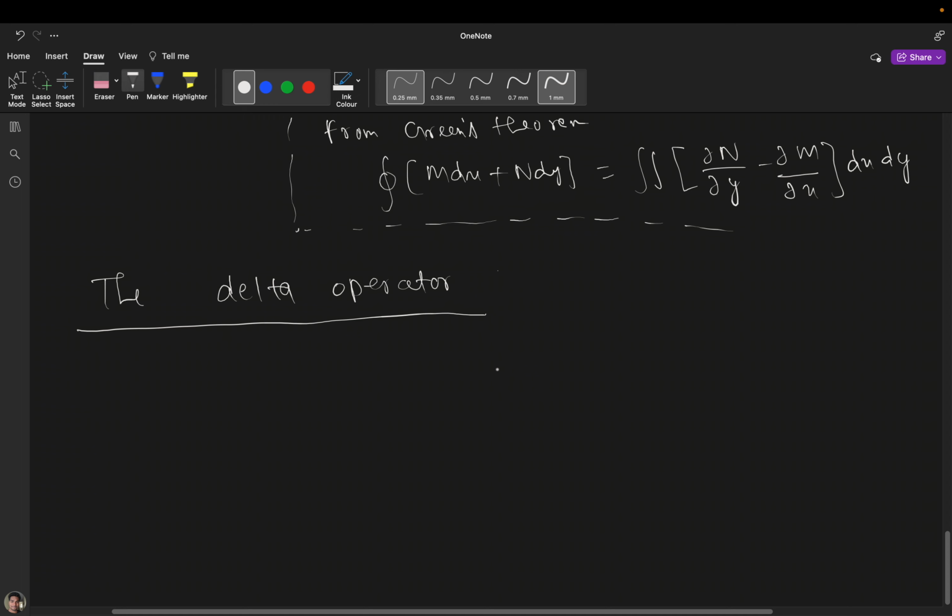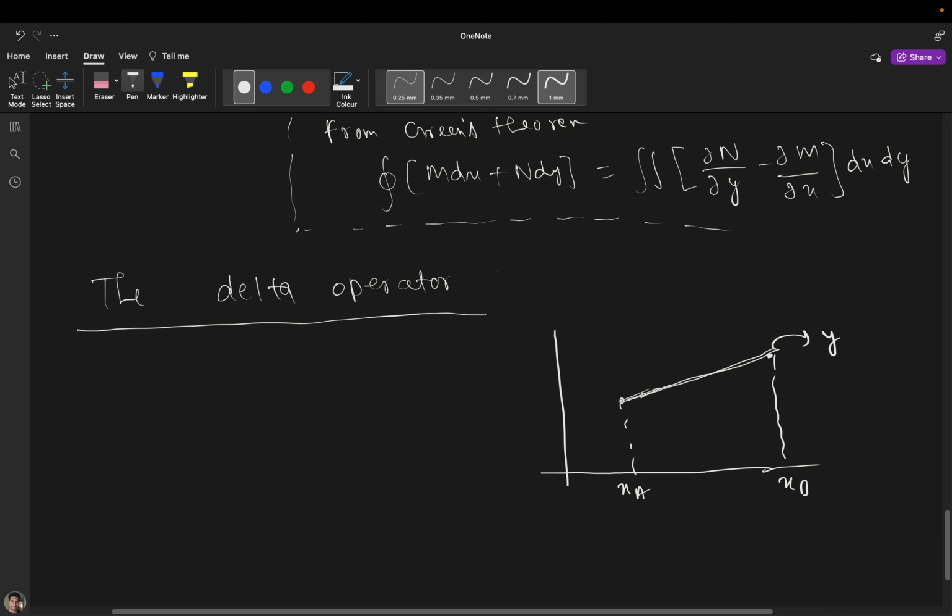So let's see what the delta operator is. In the delta operator, the same thing we do. Suppose we have two points, xa and xb, and this is the standard solution. This is the exact solution that is called y.